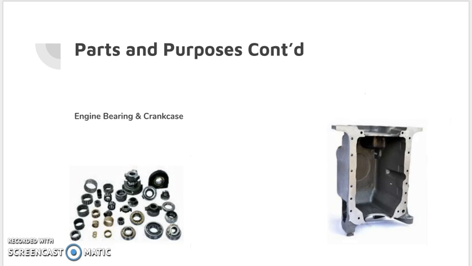The engine bearings and crankcase. Everywhere there is a rotary action in the engine, these bearings are needed. Bearings are used to support the moving parts. The main function of bearings is to reduce friction between these moving parts. And the crankcase is basically just a covering that encloses the crankshaft that I talked about earlier.